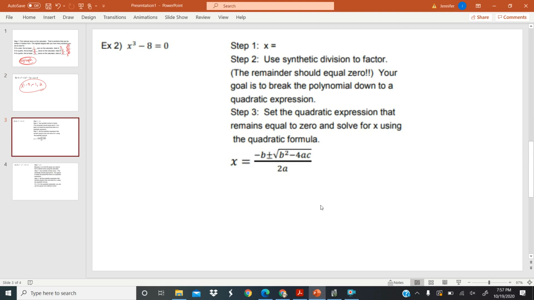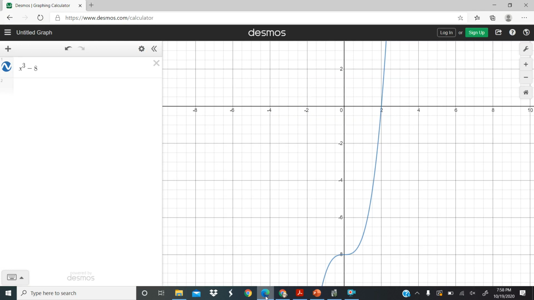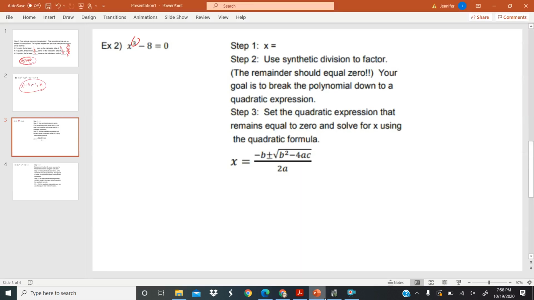Example 2 is going to be one where we aren't going to get quite that lucky, because you have to know what to do if you can't see all of the zeros on the calculator. Again, on this one, our highest degree is 3, so we're looking for 3 solutions. The first thing we're going to do is graph it, and I went ahead and did that on Desmos for us. The only zero we can actually see is right here at (2, 0), so at x equals 2. We're going to come over here and write down the zero that we know is there.